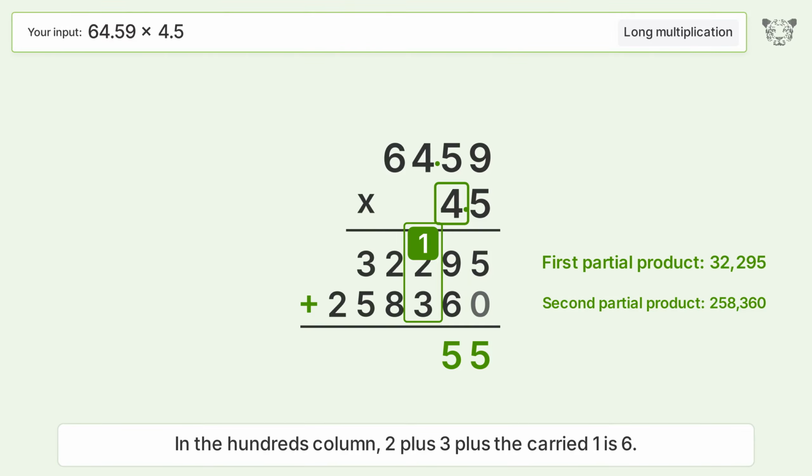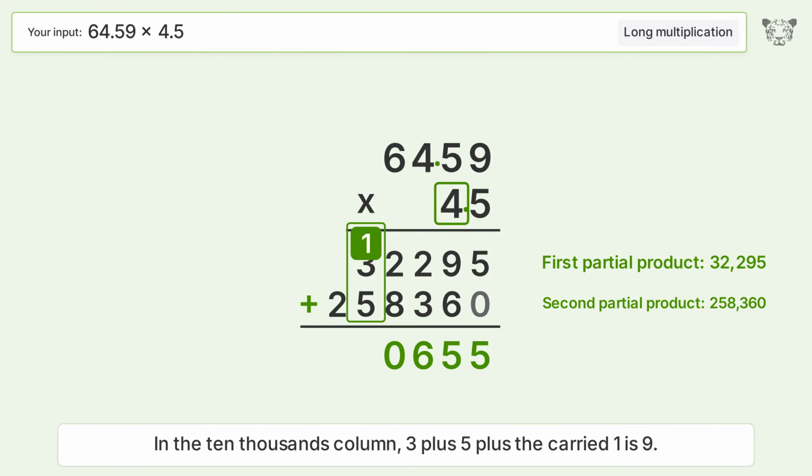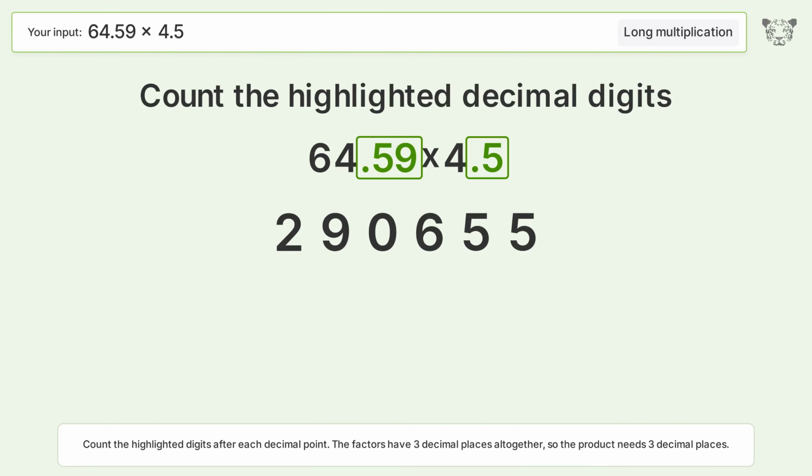In the hundreds column, 2 plus 3 plus the carried 1 is 6. In the thousands column, 2 plus 8 is 10. Put 0 in this column and carry 1. In the 10,000s column, 3 plus 5 plus the carried 1 is 9. In the 100,000s column, bring down 2. The product of the whole numbers is 290,655.